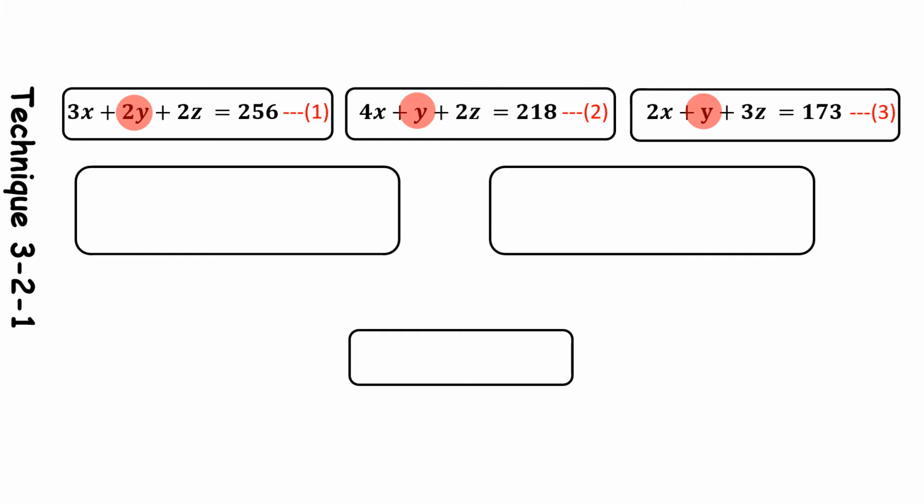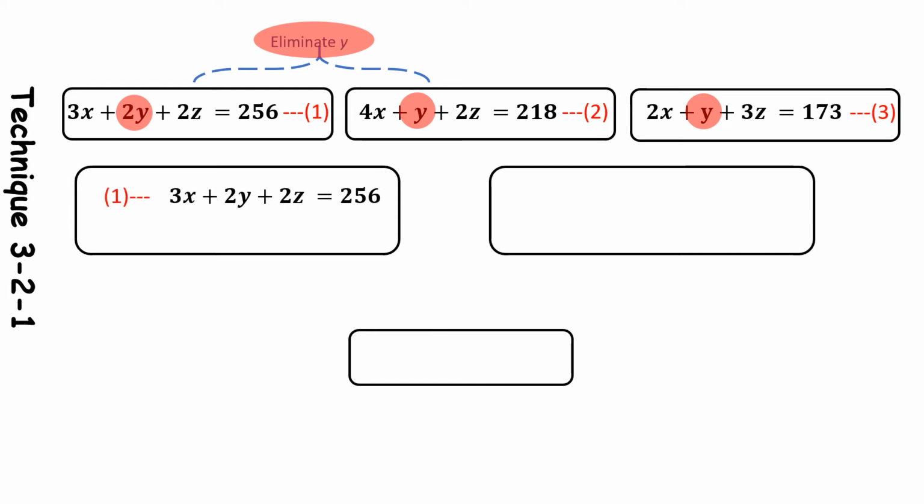Let's check into this. From here, I'm going to eliminate y from the first equation and the second equation. So I'm going to copy the first equation and the second equation. When you compare the coefficient of y in the second equation to the coefficient of y in equation 1, you lack a factor of 2. So you multiply by 2. So from 4x plus y plus 2z equals 218, now it becomes 8x plus 2y plus 4z equals 436.